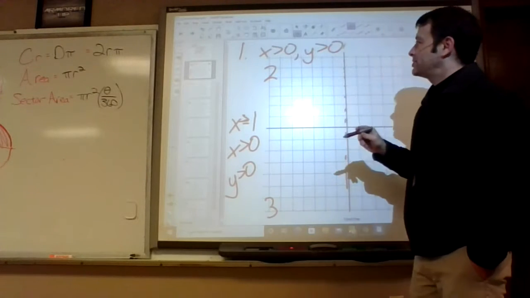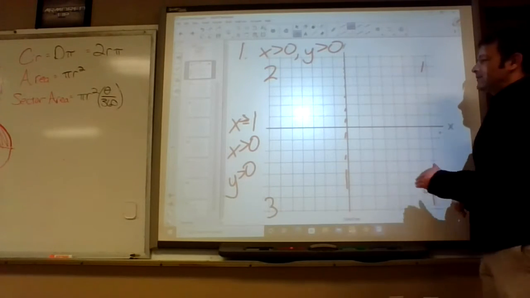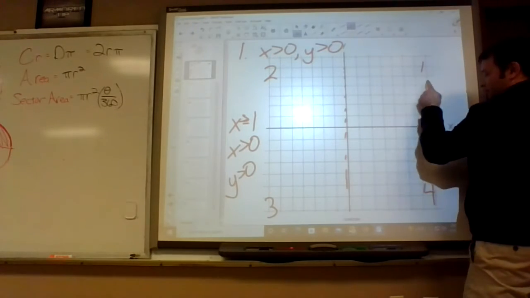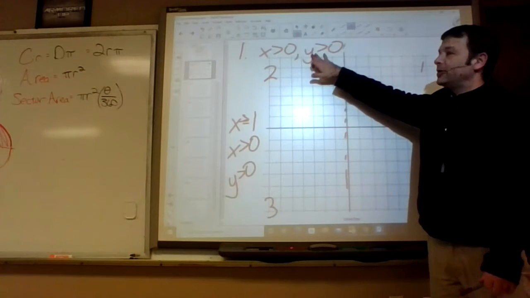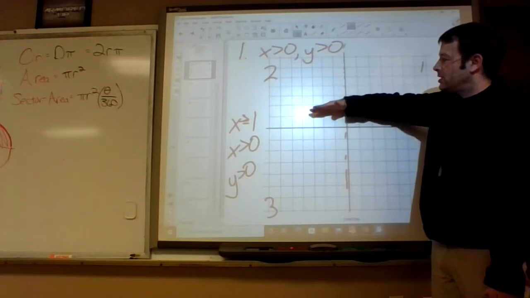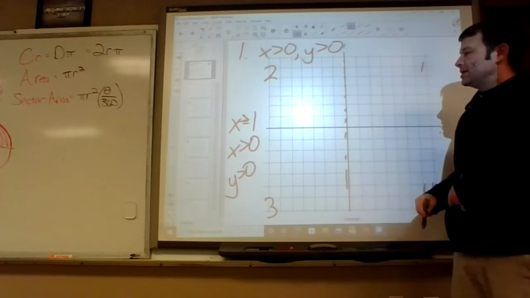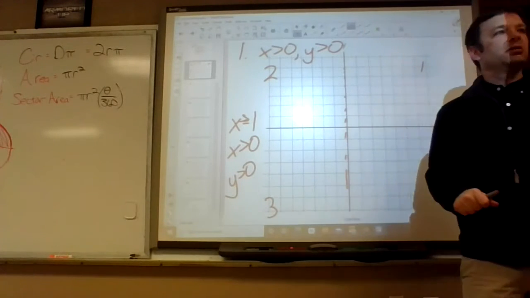And the question is, what quadrant is that describing? So where are x values positive? 1 and 4. Where are y values positive though? 1 and 2. So where are both x and y positive? 1. So the answer to number 1 is 1.